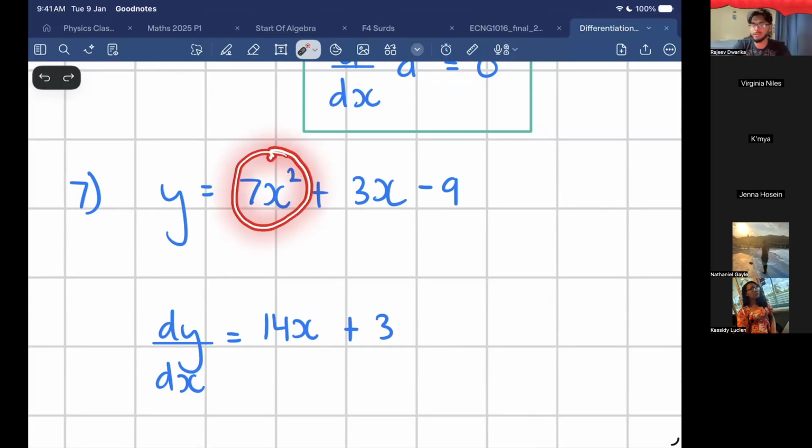You're going to multiply everything by the power, and then the power itself would be minus 1. Right, so 7 by 2 is? 14. And then I take away 1 from the power, so what's 2 minus 1? 1. Right. If I differentiate 3x, what would I get?